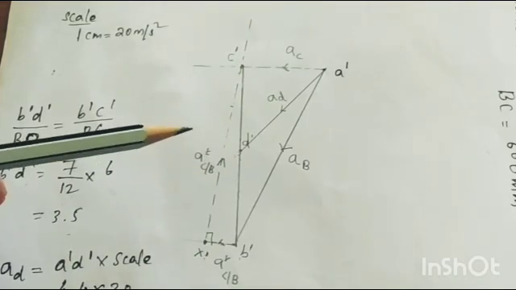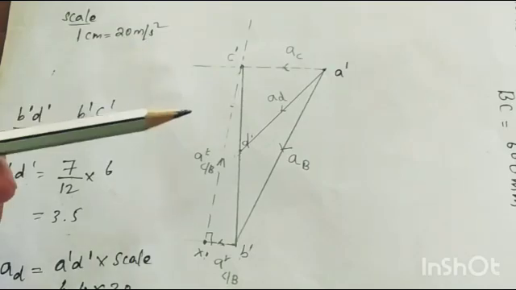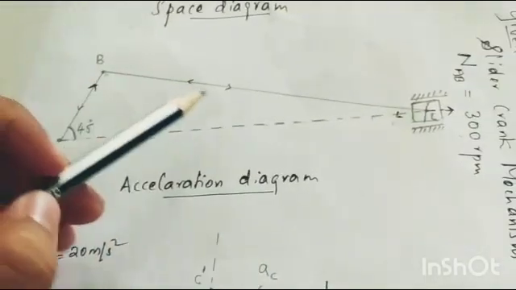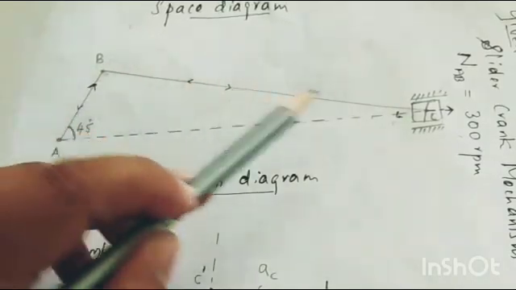Now, likewise as it was asked in the velocity also, we have to find out the acceleration of the midpoint of the connecting rod.